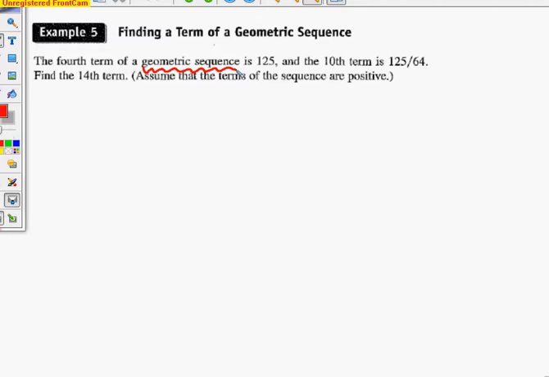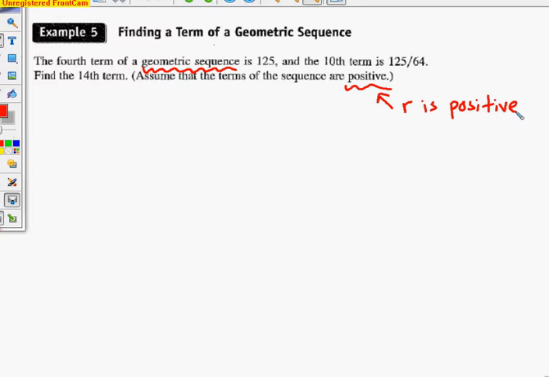Okay, so that means there's not an alternation. So that's going to mean that my ratio, assume that they're positive, means that r is positive, right? Again, if r is a negative number, your terms are going to alternate sign because you have odd exponents and even exponents. So the fact that all of the terms in the sequence are positive means that our ratio is positive.